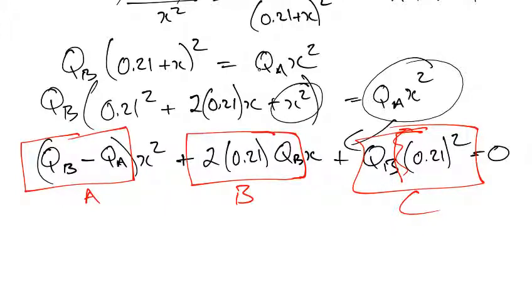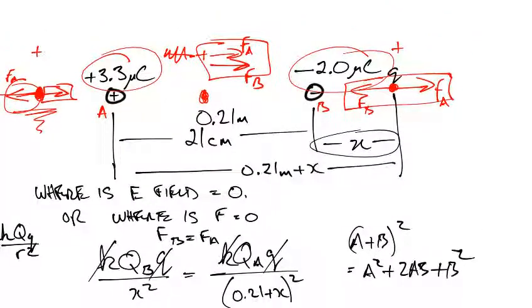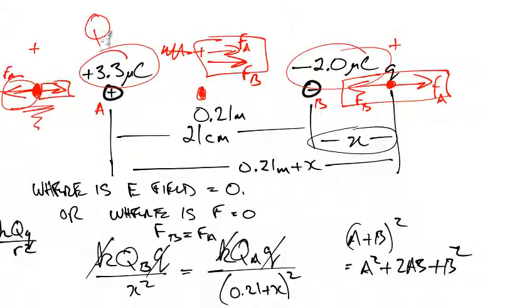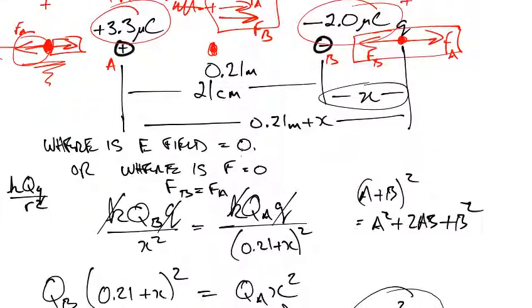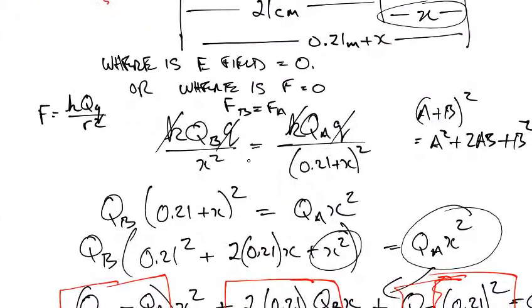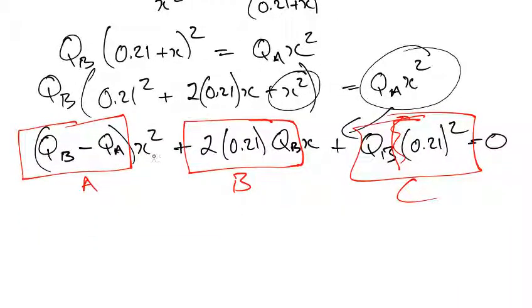Now, what are QA and QB? Well, those were in the question. QA is 3.3 microcoulombs. By the way, that's positive, but in this case, I don't need to worry about positives and negatives because I'm already considering that with my directions of the forces here being opposite. So I've already taken account of my directions. All I'd like to do now is figure out what A, B, and C are.